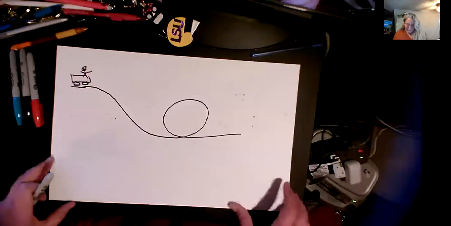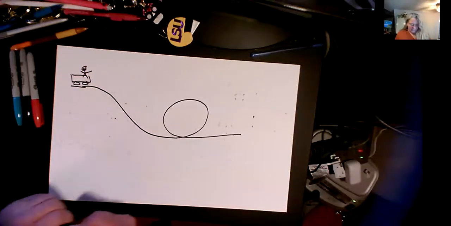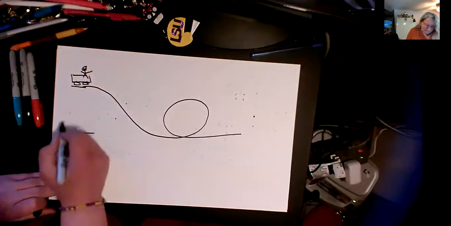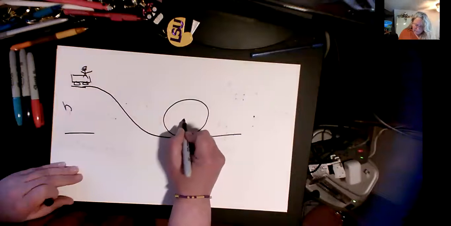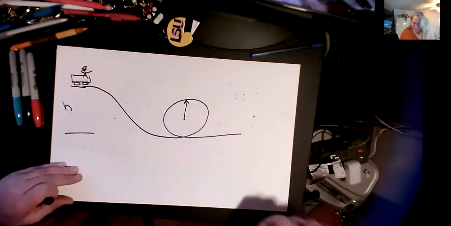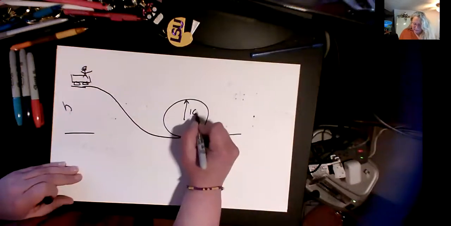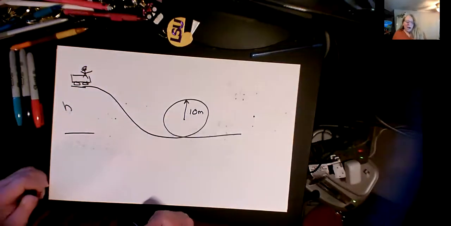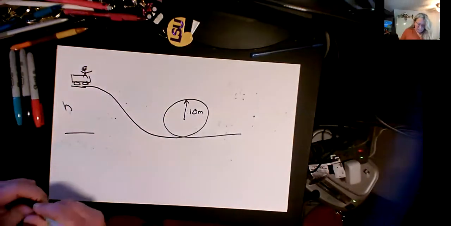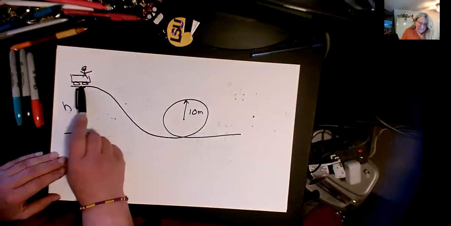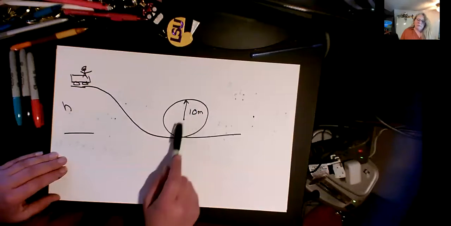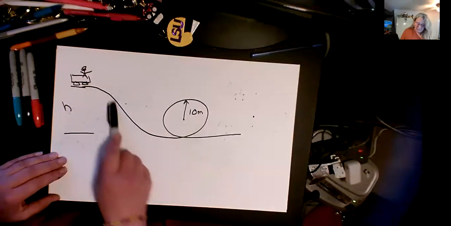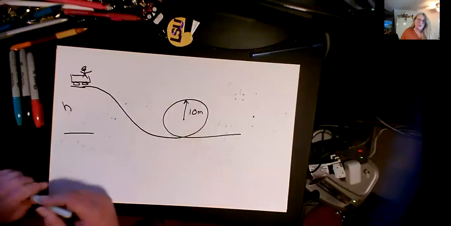So let's do a roller coaster. I'm going to start off up here, and we can call this height H. And I know that the radius of this thing is, let's call it 10 meters. I want to know what is the minimum height this thing needs to be for me to just make it around. Let me repeat that. What is the minimum height this needs to be for me to just make it around?